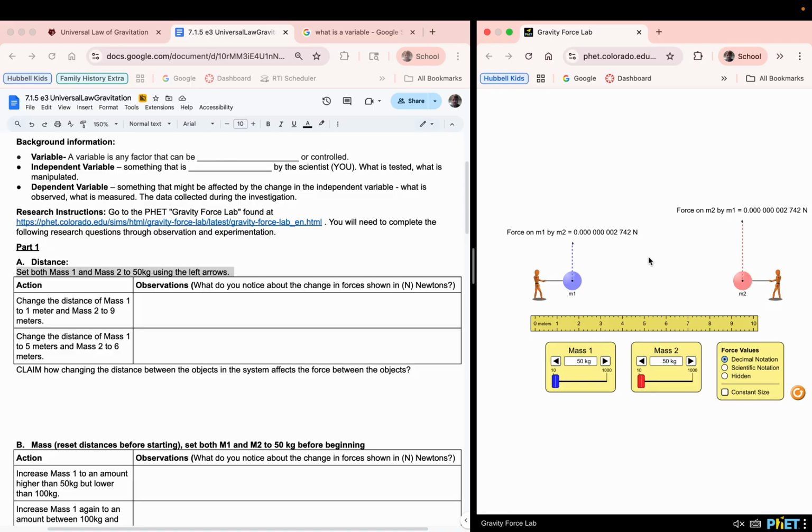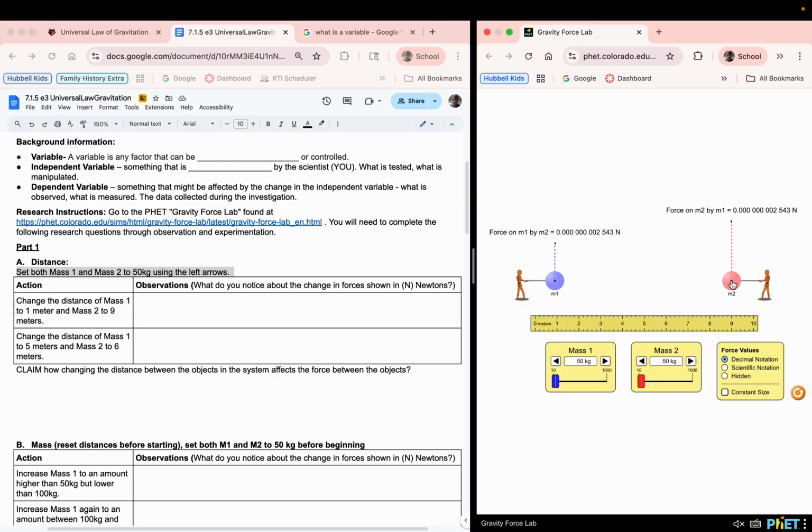Awesome. Now, if you guys see up here, this number changes, right? This is how you measure gravitational force. So I only need you to write the numbers without the 0, right? So I just need 2742, all right? Now that you've set that, change the distance of mass 1 to 1 meter and mass 2 to 9 meters. So we want mass 1 to 1 meter, and notice how the gravitational force is changing.